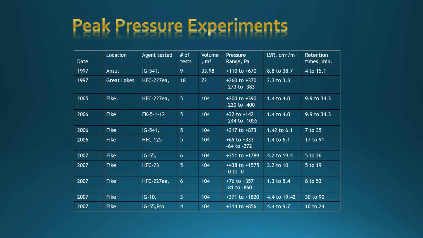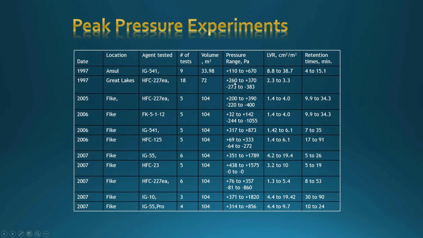This is another table of different experiments. We go back to 1997 and different discoveries that were made, and the peak pressure range that the tests were done over. What you notice is that some of the earliest data that was taken has a relatively minor peak pressure range. So in 1997, they did 18 tests.